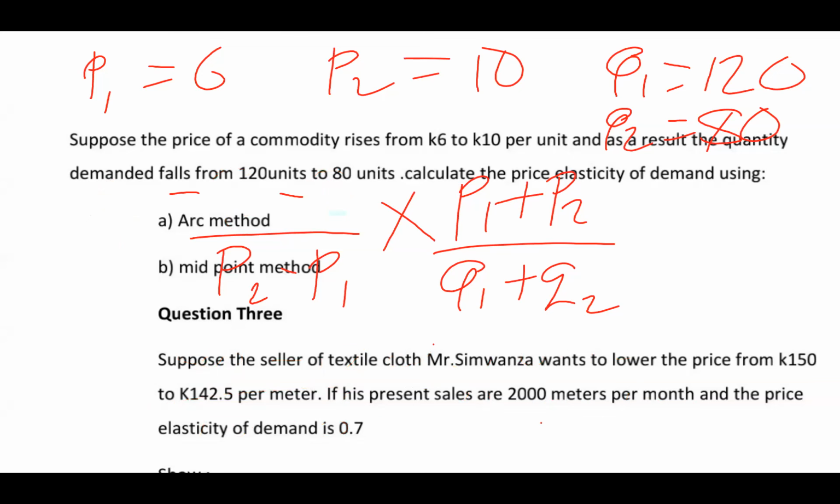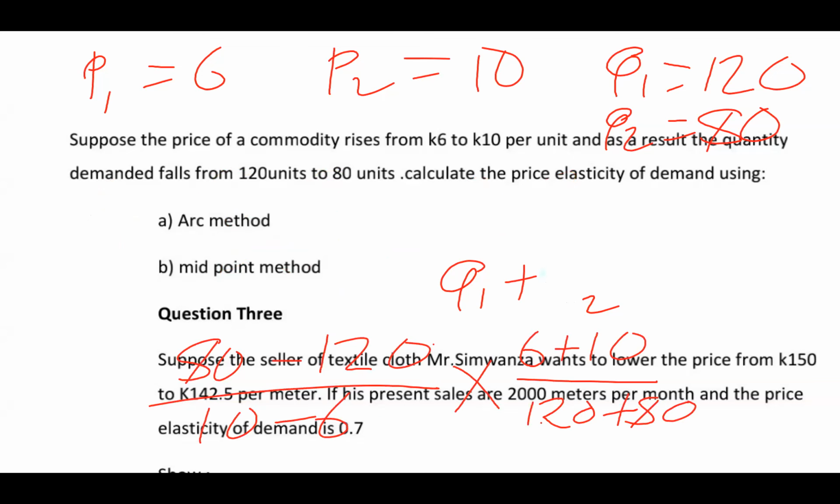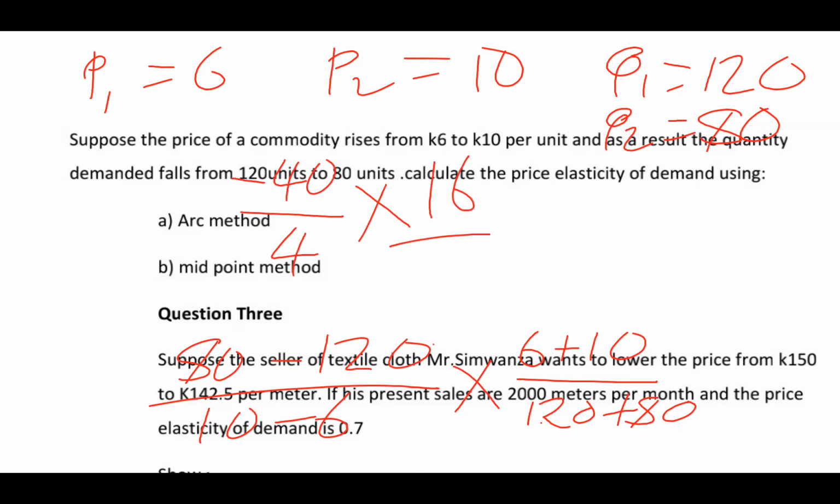So from there, what do we do? What is 80 minus 120? Negative 40. Negative 40 divided by 10 minus 6 is 4, multiplied by 16 over 200, isn't it? 120 plus 80 is 200.